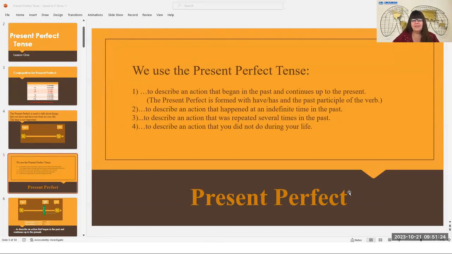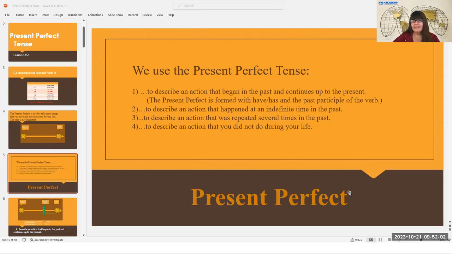And we use the present perfect tense for a few different reasons. The first way is to describe an action that began in the past and continues up to the present. The present perfect is formed with have or has and the past participle of the verb, or the third part of the verb. The second way that we use the present perfect is to describe an action that happened at an indefinite time in the past.